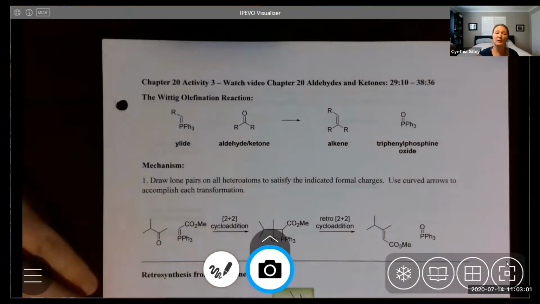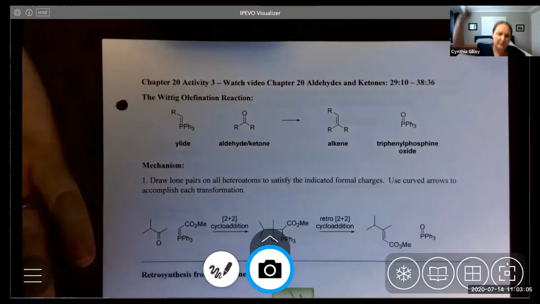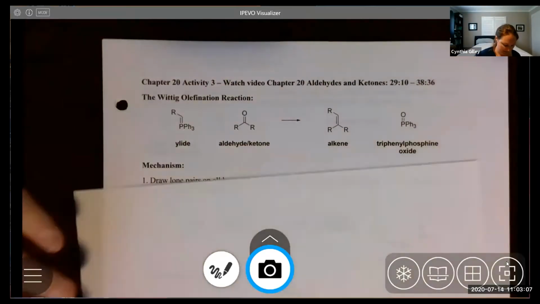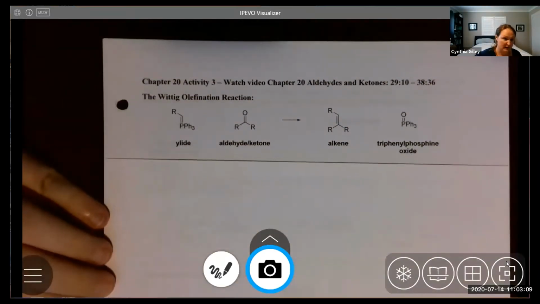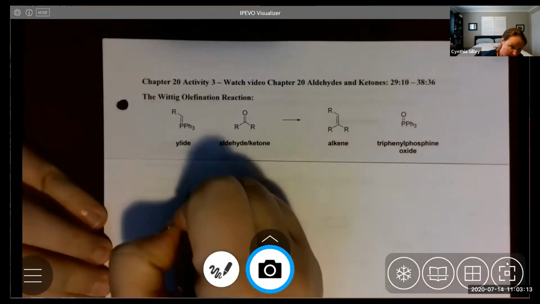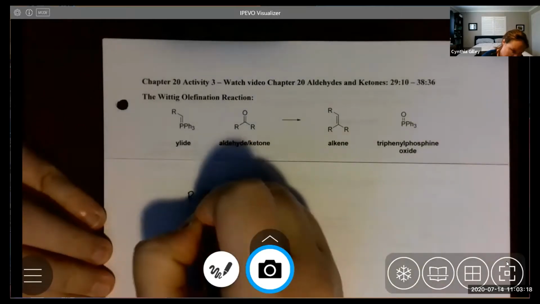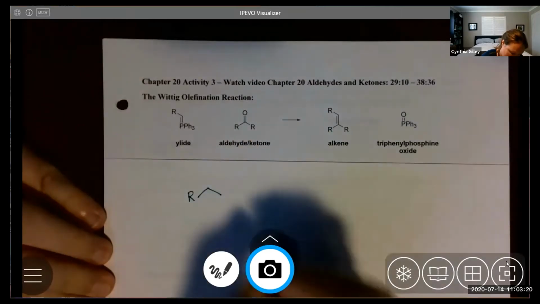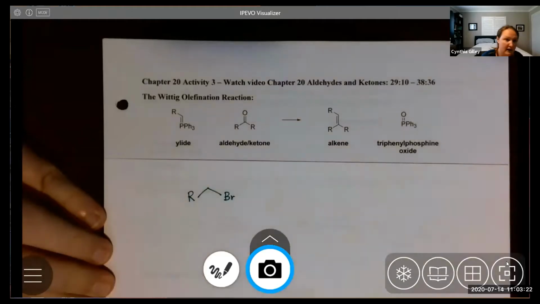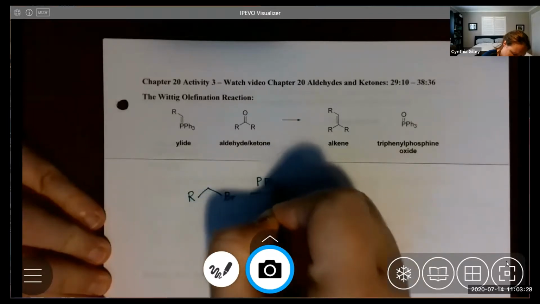I don't know how well it was covered in the video. So just to go over the ylide quickly, the ylide is prepared from the alkyl halide. For example, for this particular ylide, you could start with a generic alkyl halide, and then you would treat this with something called triphenyl phosphine.